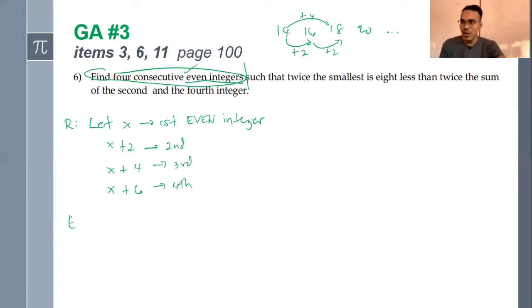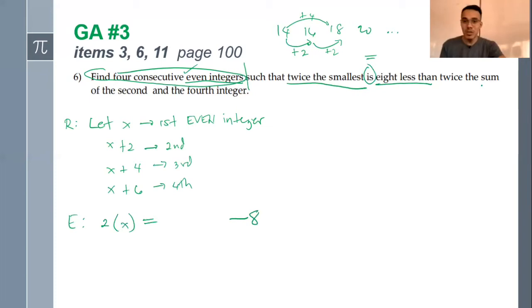Let's have the equation. Twice the smallest. So what is twice the smallest? Twice of the smallest, which is x. The first one is the smallest, of course. Is means equal sign. 8 less than. 8 less than, so there should be minus 8 somewhere here.